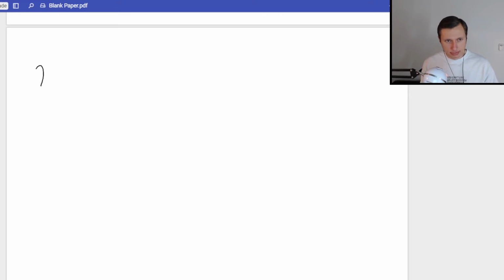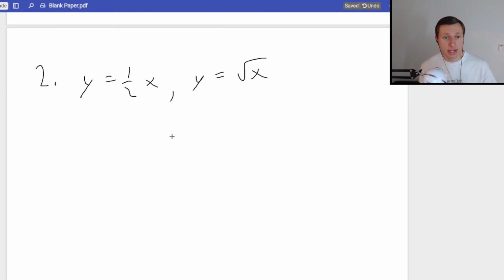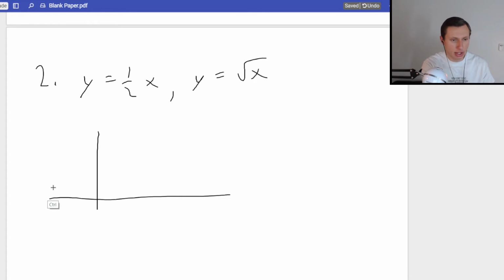Here's number 2. I have the two functions y equals 1/2 x and y equals the square root of x. And once again, I want to find the area between these two. So again, it's really helpful if you can draw these functions. Luckily, I know what the square root of x looks like. It looks something like that. Let me color code it again. So square root of x looks something like that. Y equals square root of x.